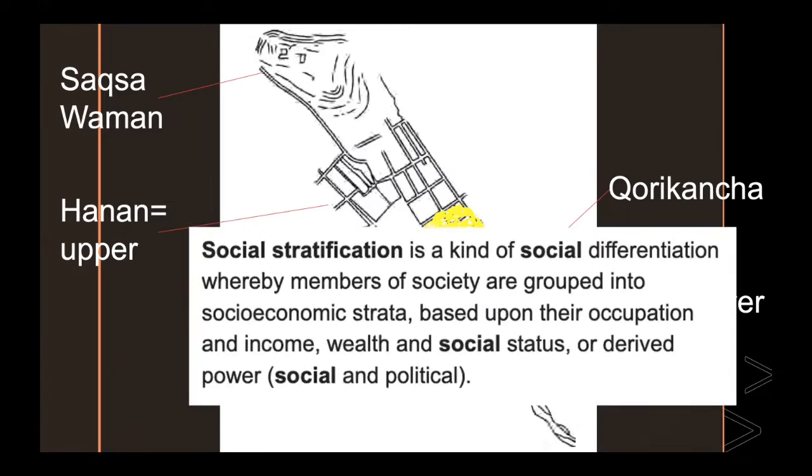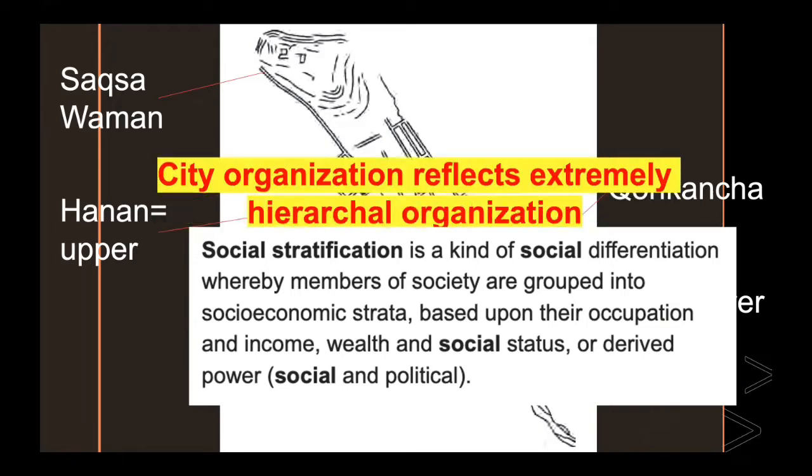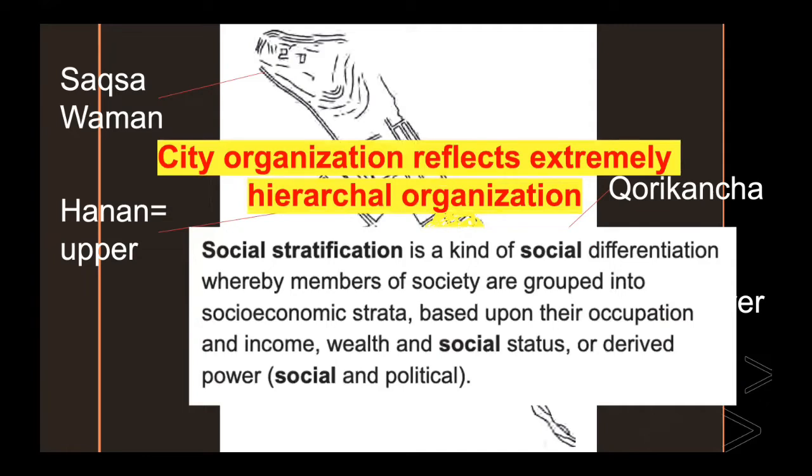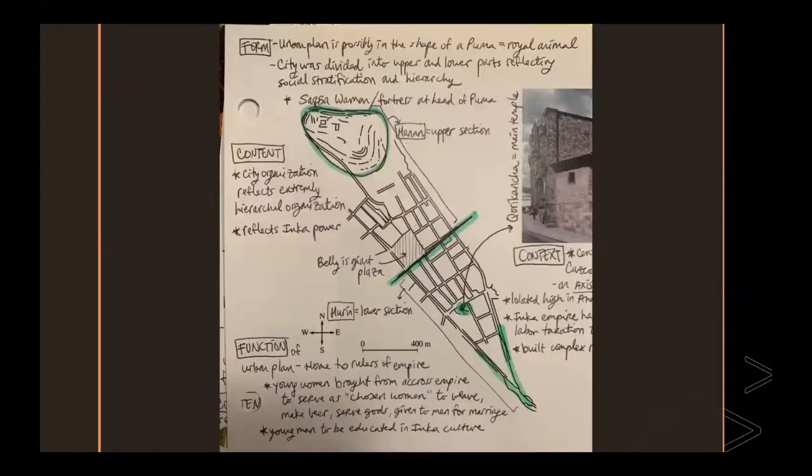So this is reflecting social stratification, which is a kind of social differentiation whereby members of society are grouped into socioeconomic strata based upon occupation, income, wealth. You know, it's not very different from what we see today. So what we need to write down is the city organization, the layout of their city reflects extremely hierarchical organization or society.